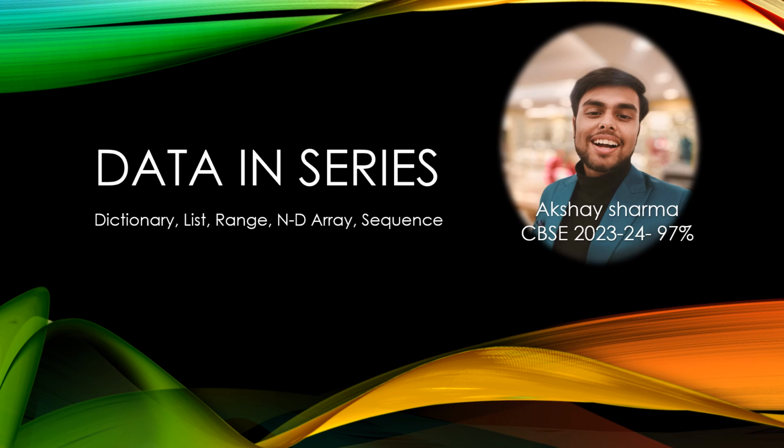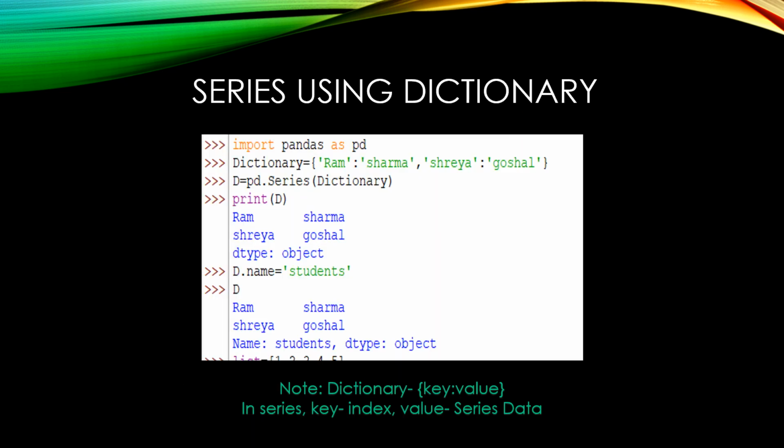Hello everyone. Today we are going to learn what type of data we can put in arguments in series. First of all, we are looking at series made using dictionary. First of all, we have imported pandas as pd. Then we are creating a dictionary. A dictionary is primarily a key value pair joined by colon.